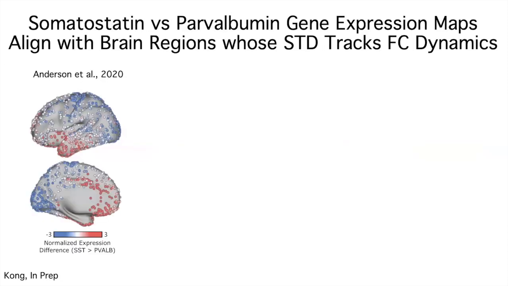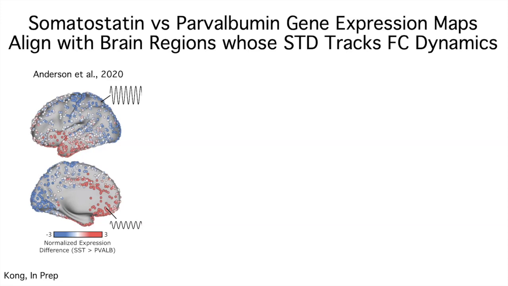Finally, Kevin Anderson from Avram Holmes Group recently published a paper where he shows essentially the gene expression map for somatostatin and parvalbumin. Blue means that there's an overexpression of somatostatin, and red means that there's an overexpression of parvalbumin. The gene expression maps, if you look at this, seem quite similar to the spatial maps I've shown you before.